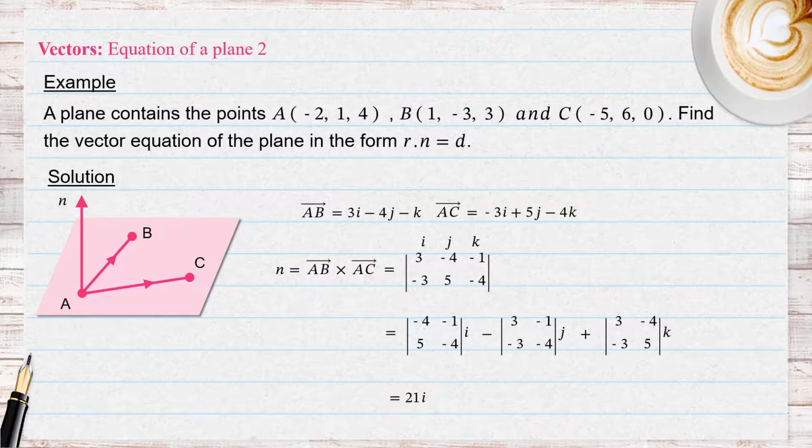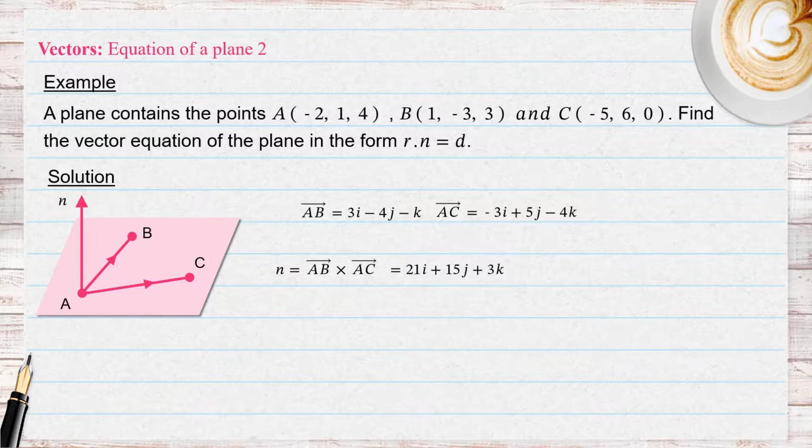And here we'll be getting minus 12, minus 3, which is minus 15. And with the minus here, it becomes 15j. And here we'll be having 15 minus 12, which is 3. So we'll be having it as 3k. So we now have the normal n to the plane as 21i plus 15j plus 3k.